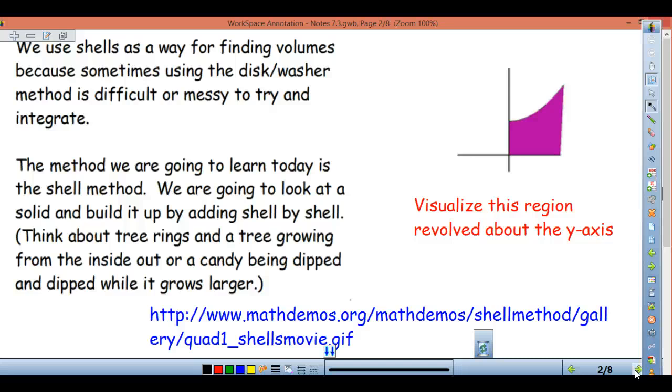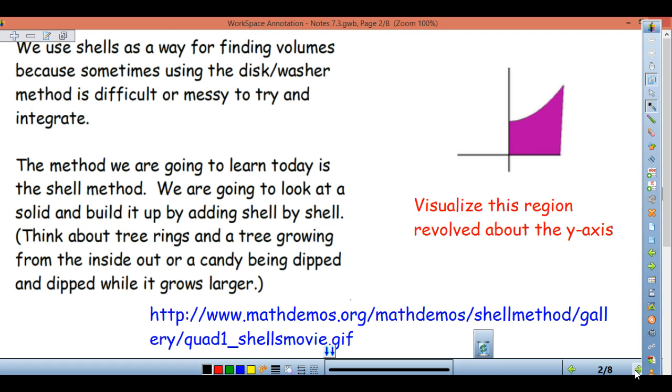We can think of creating these three-dimensional solids like a tree growing. I know that maybe sounds kind of silly, but when a sapling starts out really tiny and grows into a big tree, the trunk is increasing, the diameter is increasing, the radius is increasing as the tree grows. That's how we calculate using the shell method. We think of something starting around the line that we're revolving around and growing out from there.